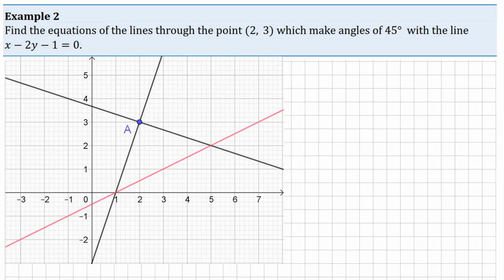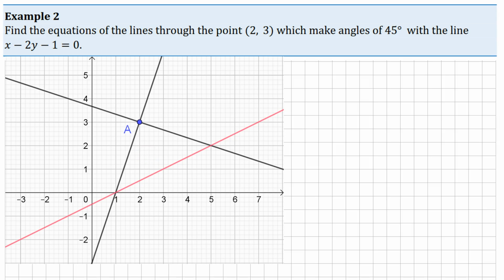Okay, so in this example here, we're asked to find the angle instead. So up to now, in this example, we're given the angle and we're asked to find the equation of the lines that it could possibly be. So what I have here is what the answer looks like.